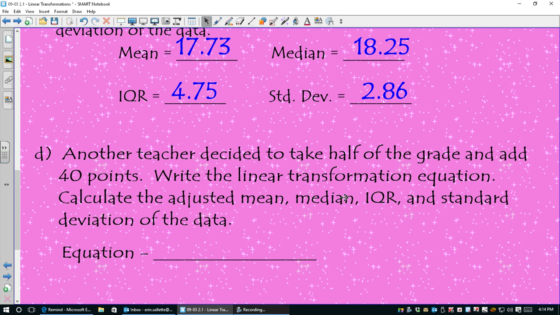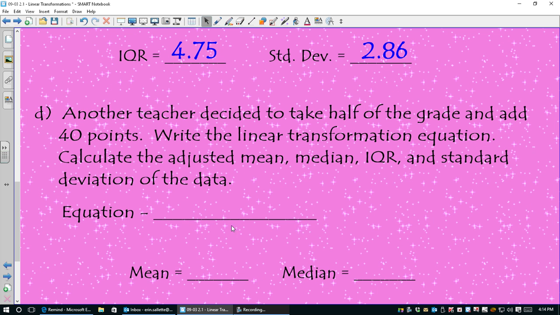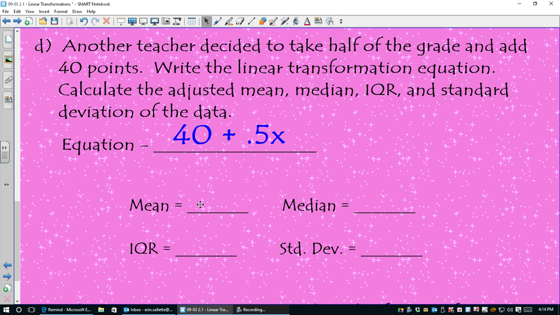However, the IQR and the standard deviation, not affected by the addition of 40 points, will be affected by the half of the grade, so they should only change by half. Here's the equation of what we did to each data value. Multiplied it by half, and then added 40. And we'll see that the mean and the median were affected in that manner, and the IQR and the standard deviation were only affected by half.